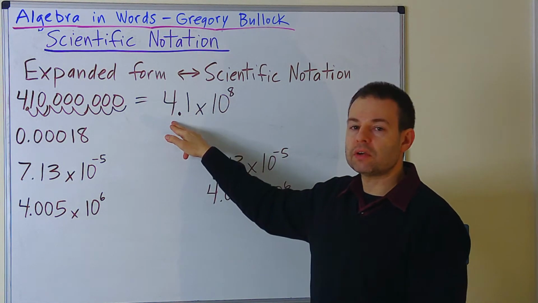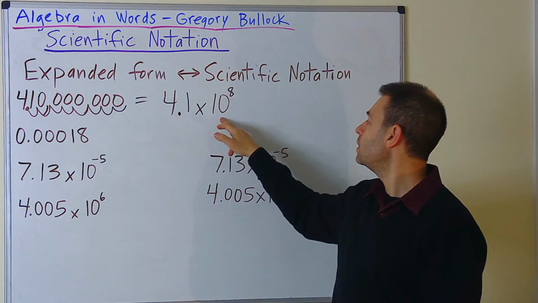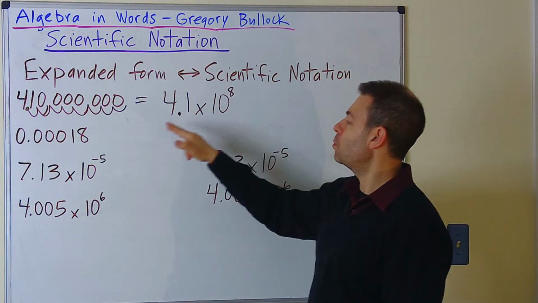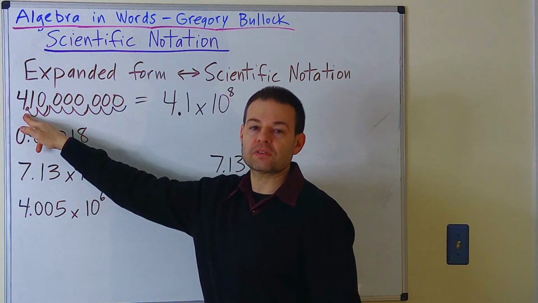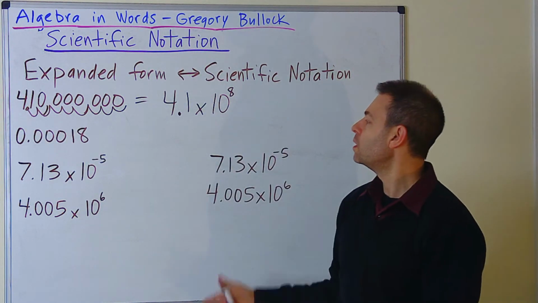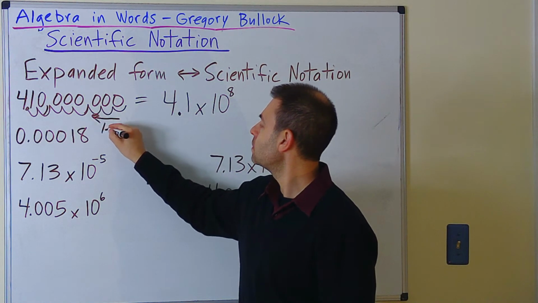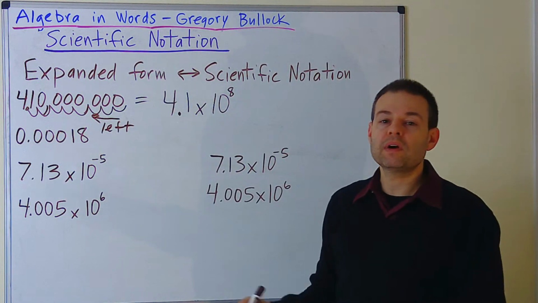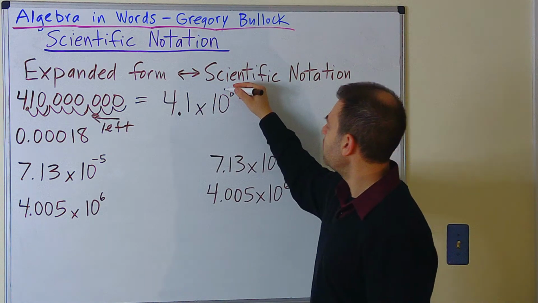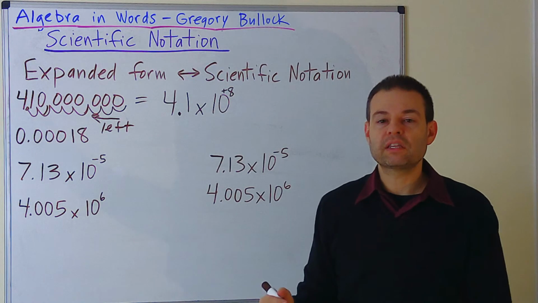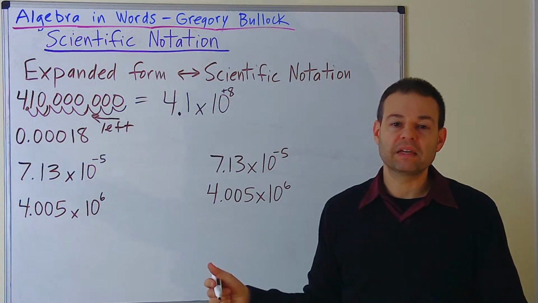We wrote the first non-zero digit, then the decimal, and then any digits that came after. Then we wrote times 10, and we determined that the exponent here was the number of places we counted from the decimal over to the right of the first non-zero digit, which in that case was 4. Also, we moved our decimal left. And when we move our decimal left from expanded to scientific, the exponent is going to be positive. You don't have to write the plus, but you need to know that it is positive, and I wrote the plus just so that you can tell the difference between negative.